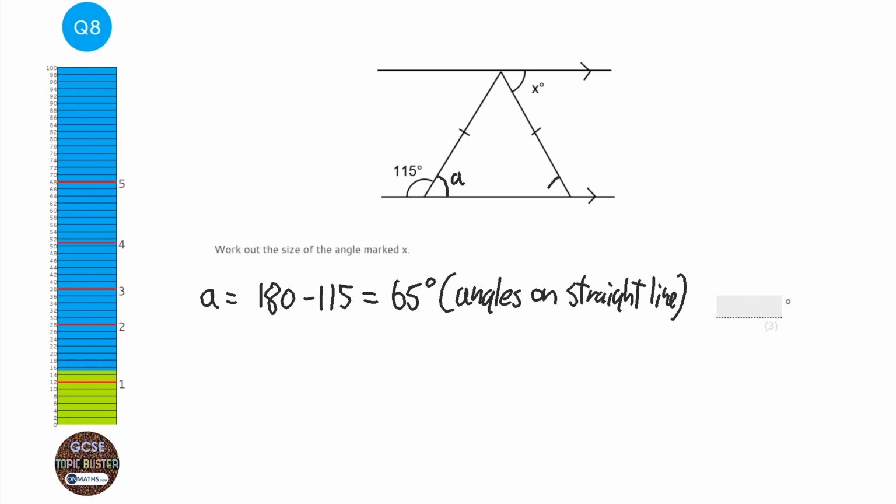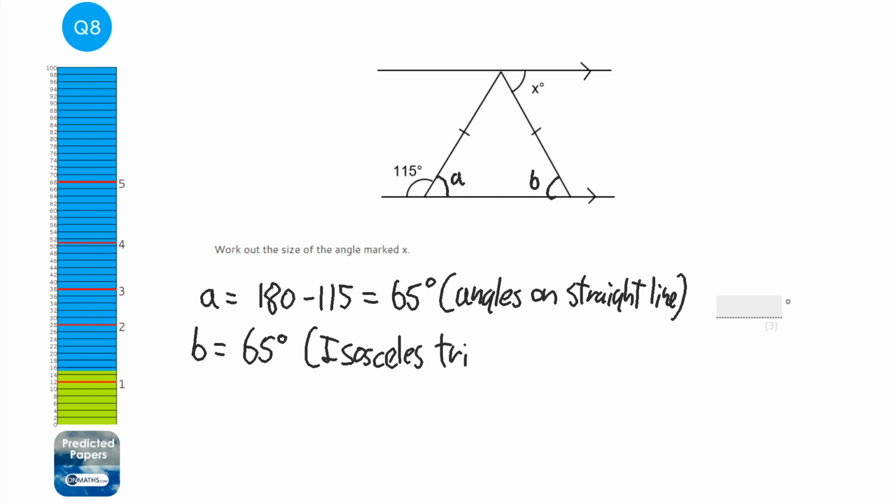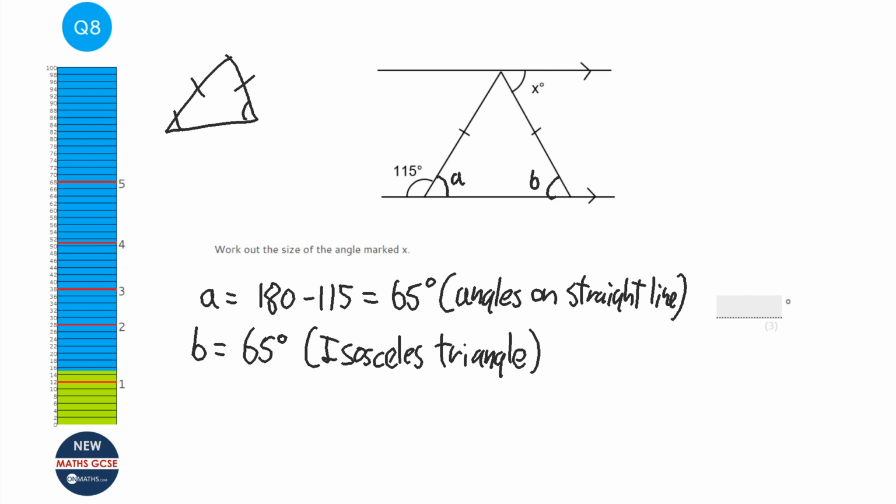And if I know A, I know that B as well. So B is going to equal 65 degrees as well, because it's an isosceles triangle. All the bottom angles in an isosceles triangle are equal, assuming that the isosceles triangle has the two same sides on the left and right. Obviously, if it's rotated, it's not the bottom two angles, but it's always going to be these two angles here. Okay, so B is 65.